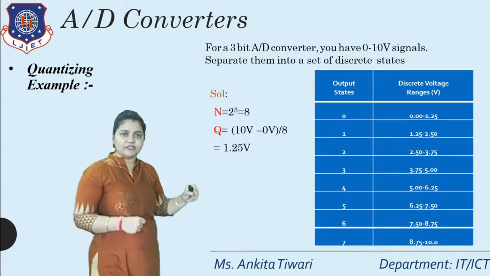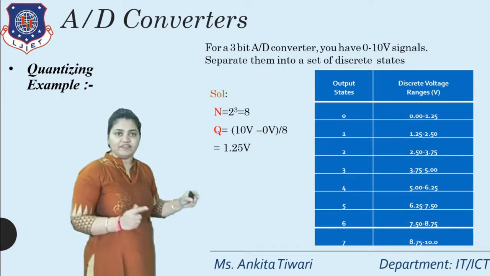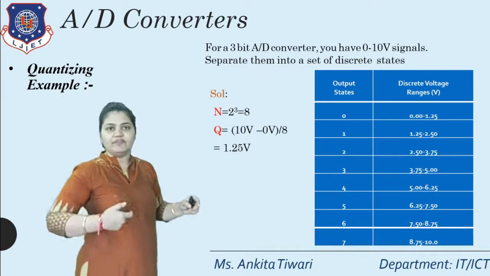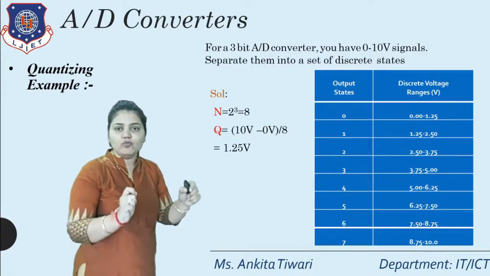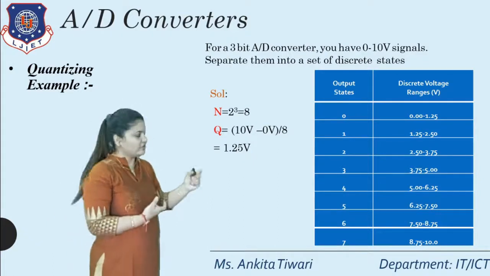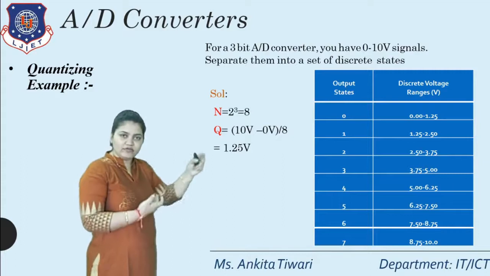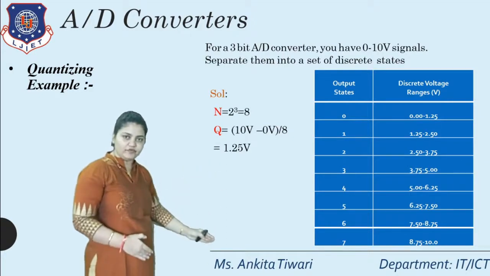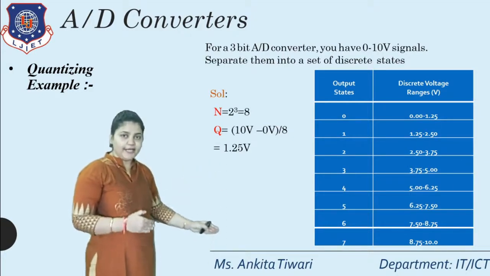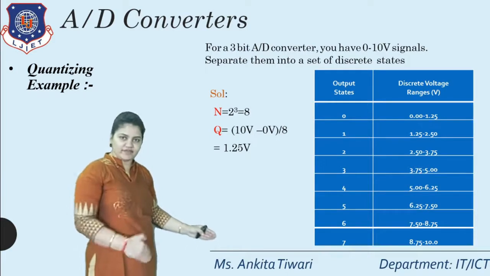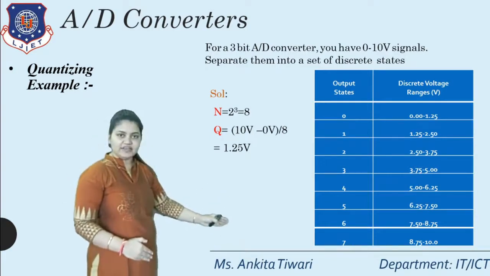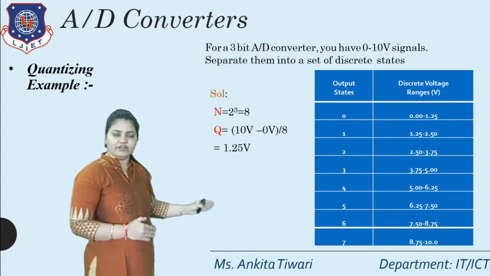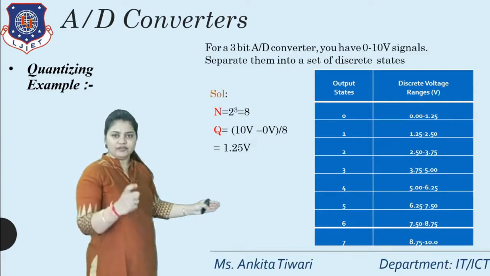So at that position, as you can see, 1.25. We'll start with 1.25 and we'll add 1.25 to it. We'll get 2.50. So this is our second group. This is how we will go till the eighth position value, that is 7. Here 8 means 0 to 7 values. So here the last value is 7 and that last value should come out as 10 volt.